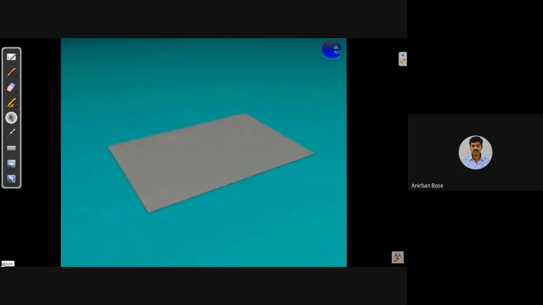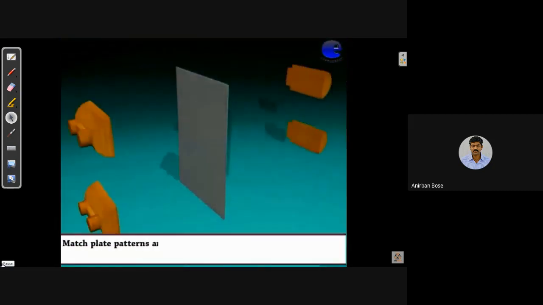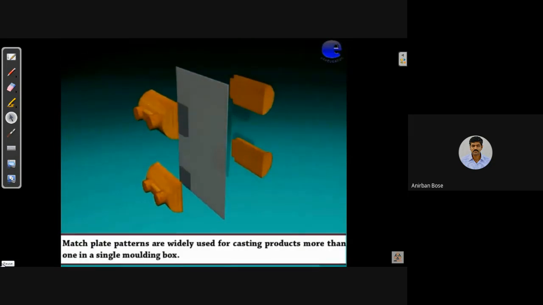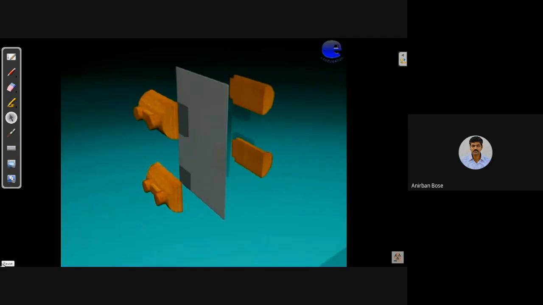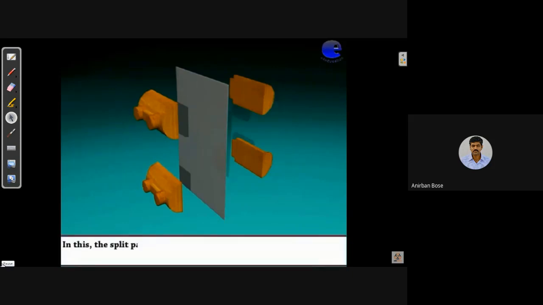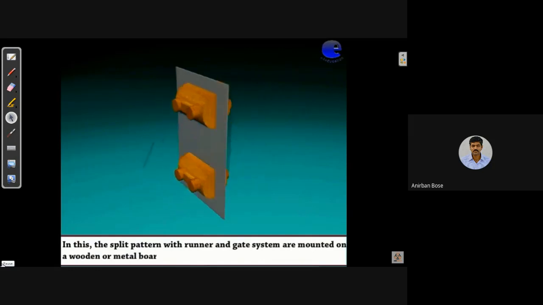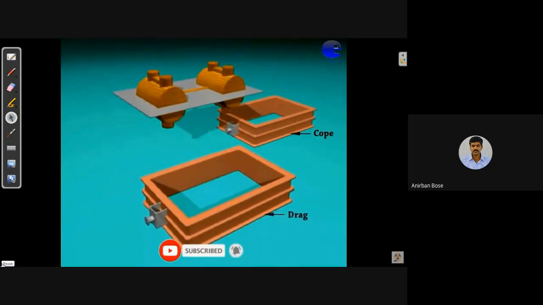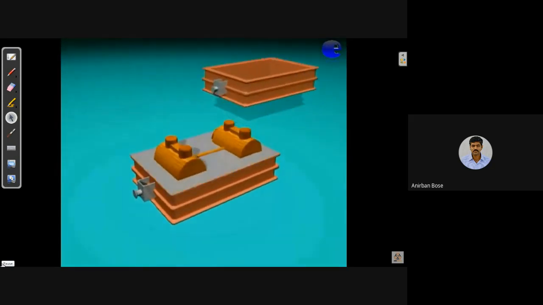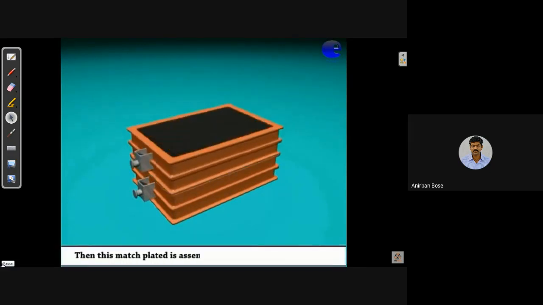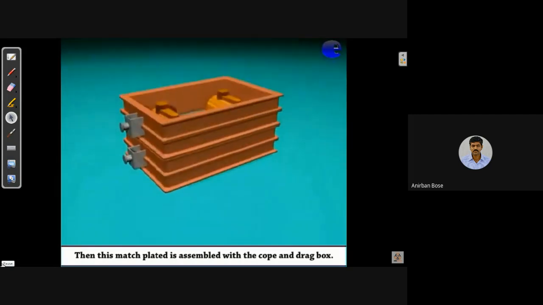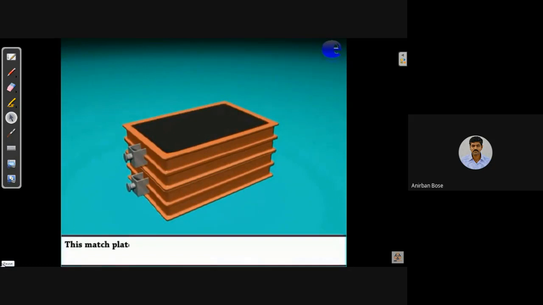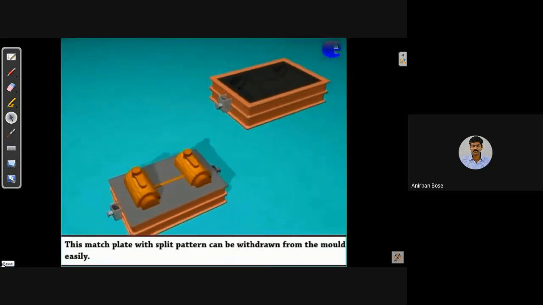Match plate pattern. Let us see an example of a match plate pattern. Match plate patterns are widely used for casting products, more than one in a single molding box. Cope side pattern, drag side pattern, match plate. In this, the split pattern with runner and gate system is mounted on a wooden or metal board called a match plate. Cope, drag. Then this match plate is assembled with a cope and drag box. This match plate with split pattern can be withdrawn from the mold easily.